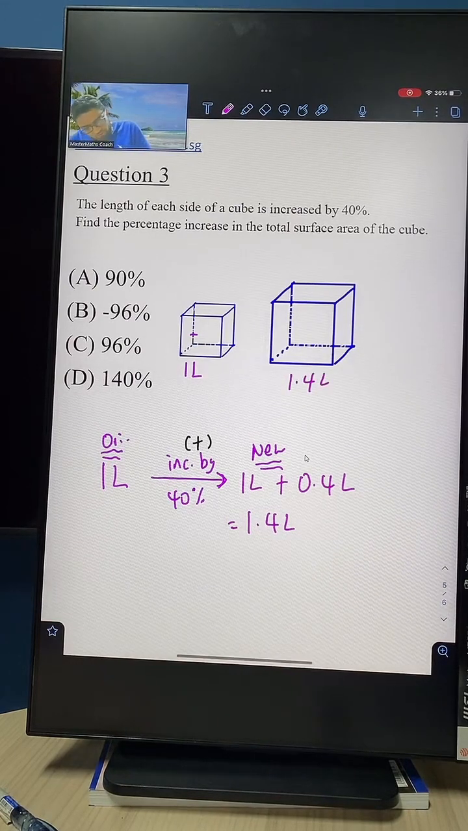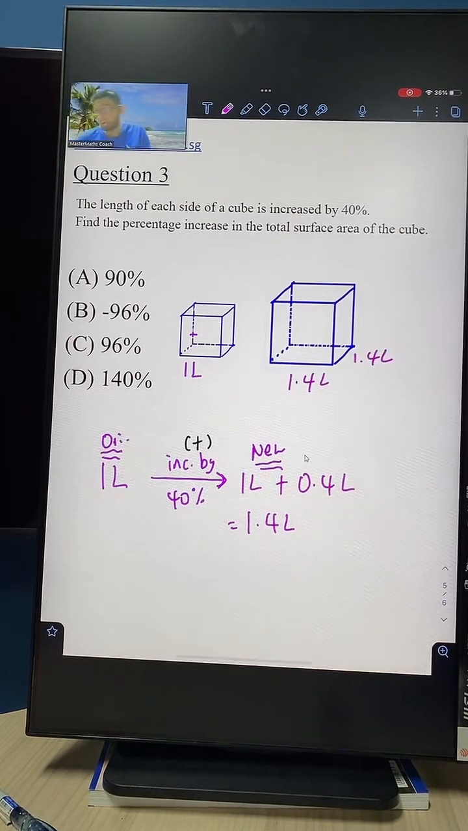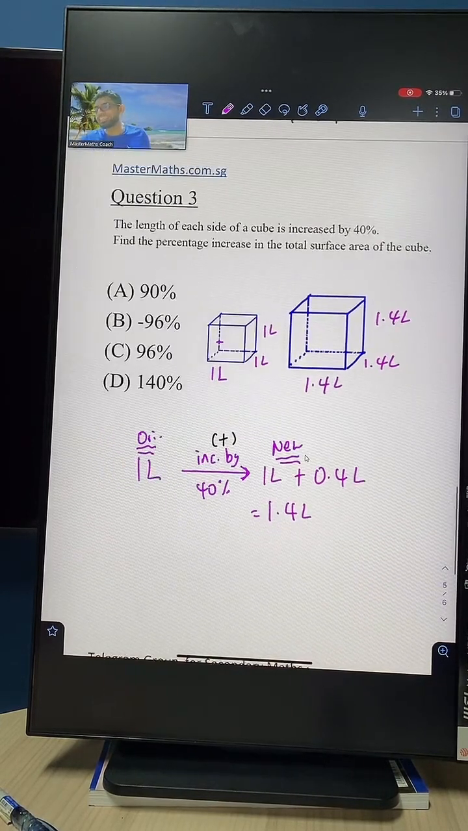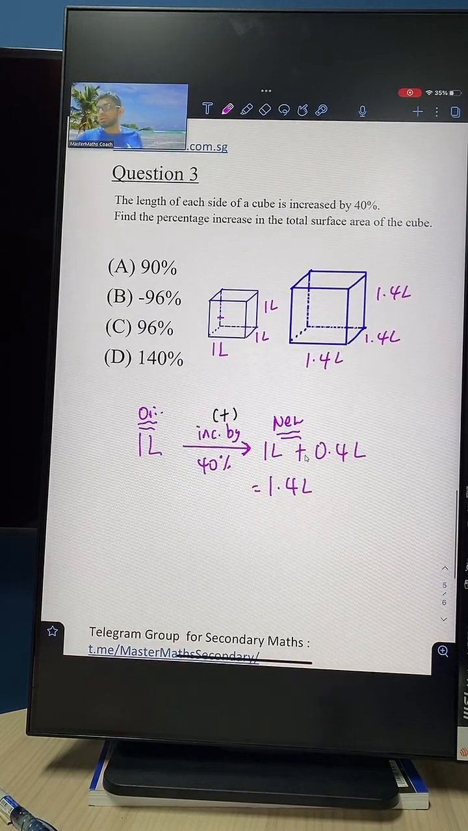Now the new length or the new sides of your cube will be 1.4 L. So everywhere will be 1.4 L. The side here, the breadth will be 1.4 L. The height also 1.4 L. Understand? Earlier on, the cube was 1L, 1L everywhere like that. So how do I find the percentage increase in the total surface area of this particular cube, guys?